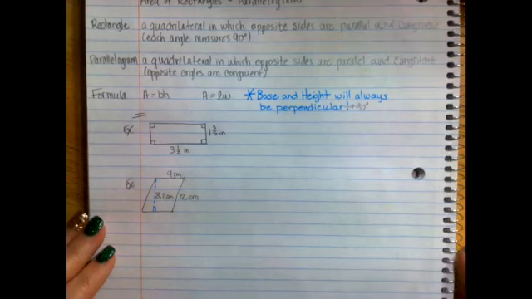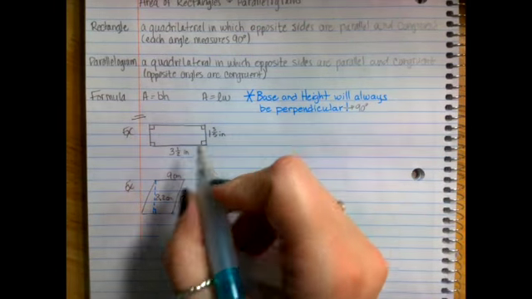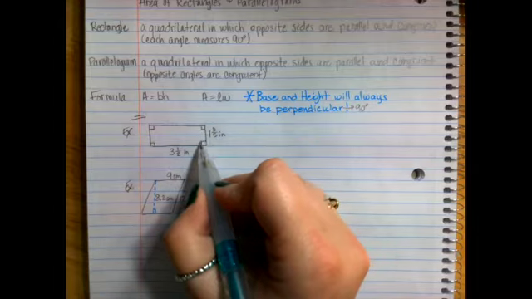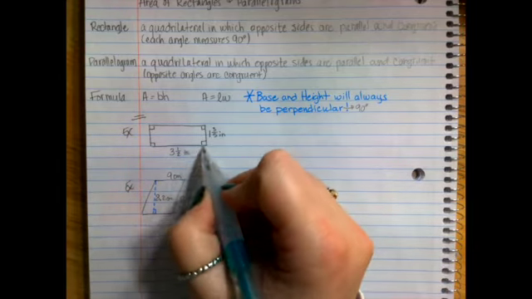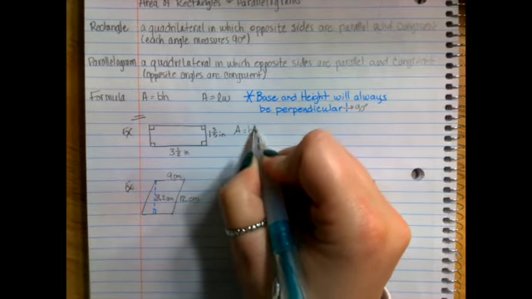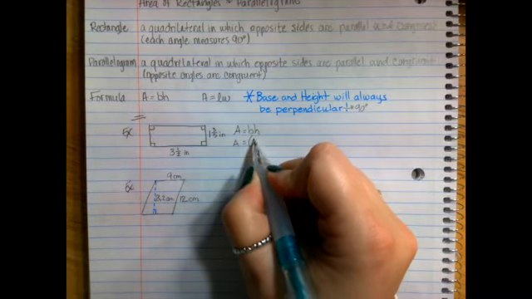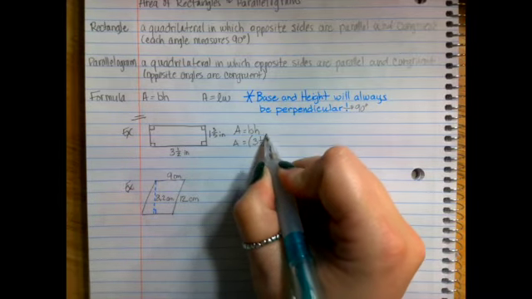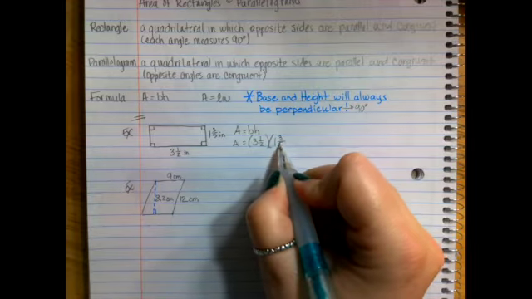All right, so our first example, we have a rectangle here, and we do have our base and our height, and we do have the 90-degree angles shown. So I do know that these guys are perpendicular. So I'm going to start with my formula, and then I'm going to fill in. My base is 3.5. My height is 1 3/5.